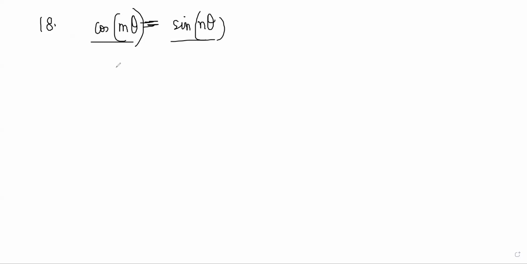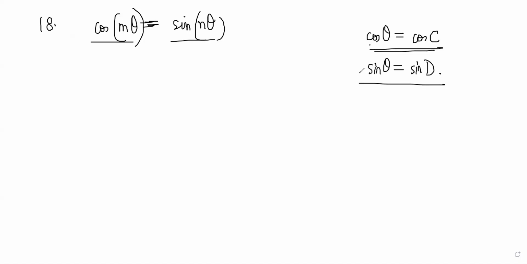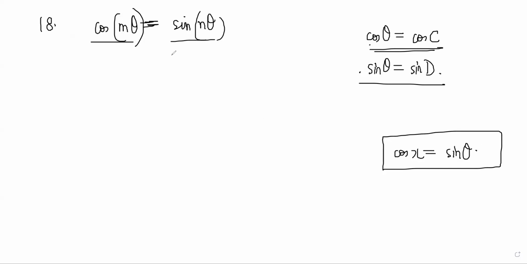In order to find a general solution, you need to have the equation looking like cos theta is equal to cos C, or sine theta is equal to sine D, something like this. Then only you can apply your formula for cos or formula for sine. There is no formula when you have cos x is equal to sine theta. Is there a formula for that? No, sir. So the point here is to first obviously convert one of them into cos or sine. Do you understand what I'm saying?